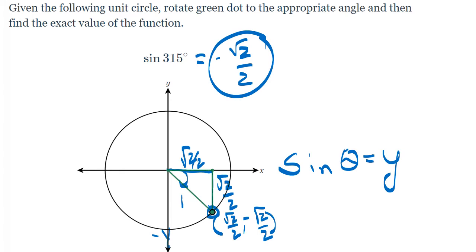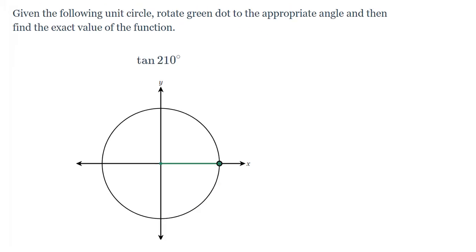Okay, let's do another one. All right, we've got tangent. Tangent's always a little bit more difficult. 210 degrees, where is that at? All right, that's 30 degrees past 180, right? So there's 180, so 30 degrees past it would be right around there. Let's see if that's right. That's right. Okay, I'm going to erase that.